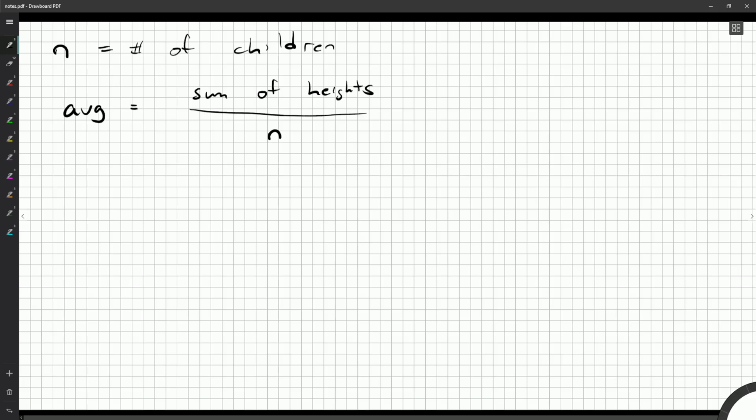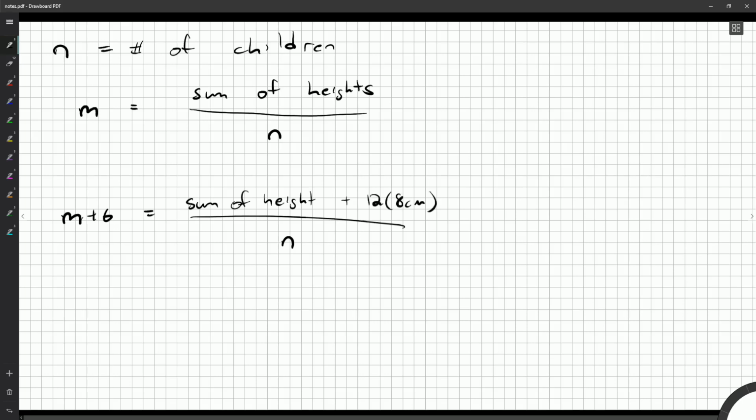Now, I don't quite know what the mean height of the children is. I'm going to give that a name. Let's call it m for mean height. But I do know it will increase by 6 if I add up all the children's heights, but also give 12 of the children 8 more centimeters of height. So we have these two expressions here. They both involve m, they both involve n. Now we can clean up this bottom one.